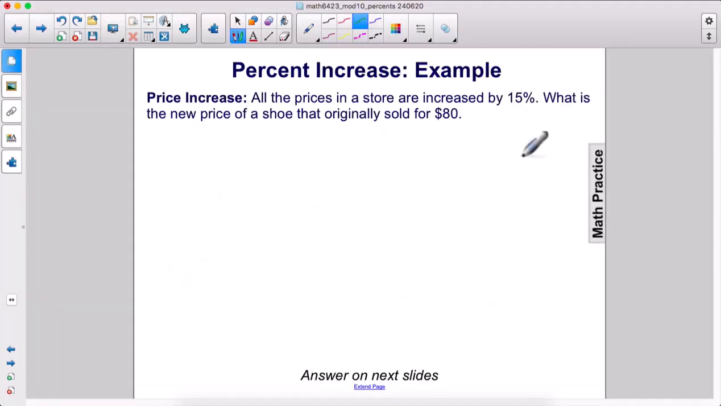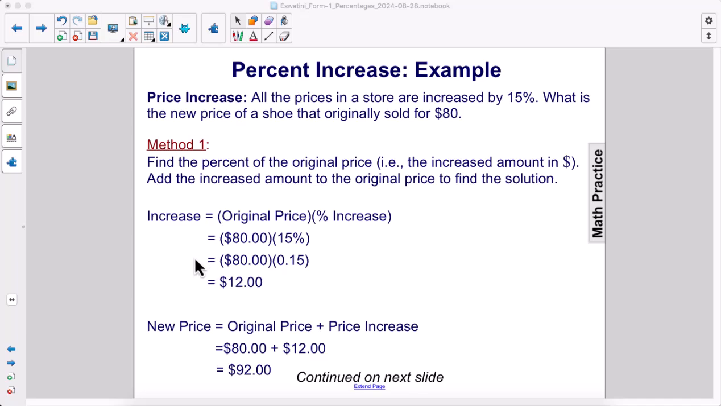All the prices in a store are increased by 15%. What is the new price of a shoe that originally sold for $80? Here's an example. All the prices in a store are increased by 15%. What is the new price of a shoe that originally sold for $80?